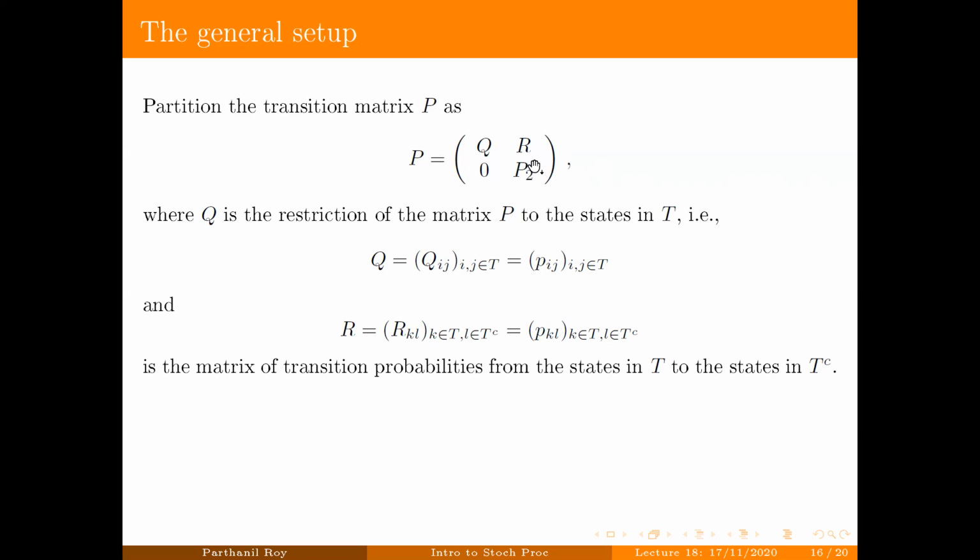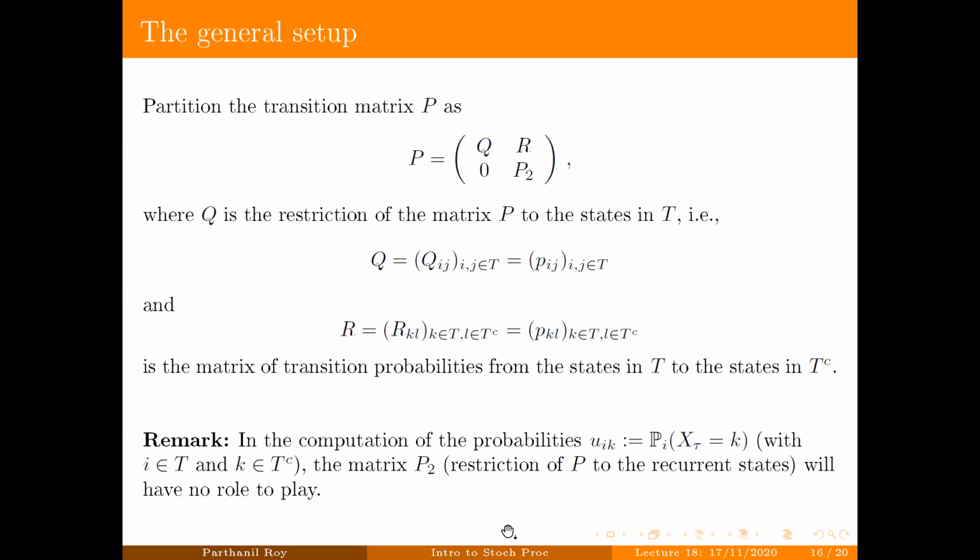Of course, this will look like a block diagonal matrix. It will be further broken up into blocks, which I'm not writing in detail here. The reason is that this matrix P2 will have no role to play in the computation of these absorption probabilities. Now remember that this is just a heuristic statement, but we'll write it precisely, and then you will see this is the case.